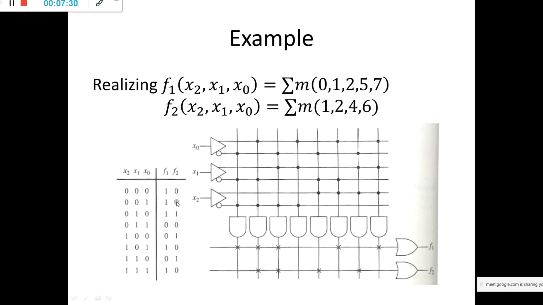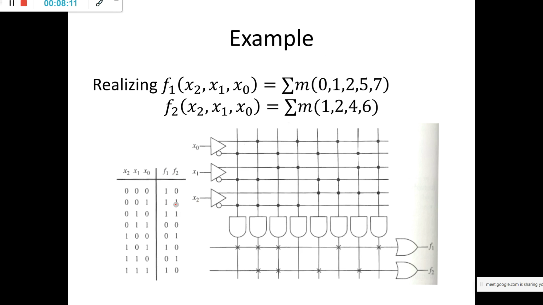Okay. So next we will solve an example, students. Given f1(x2, x1, x0) = summation m(0, 1, 2, 5, 7) and f2(x2, x1, x0) = summation m(1, 2, 4, 6). How to do this? It is a 3 variable function, x2 x1 x0. Write 000, 001, up till 111. Write f1 and f2 in the output column.